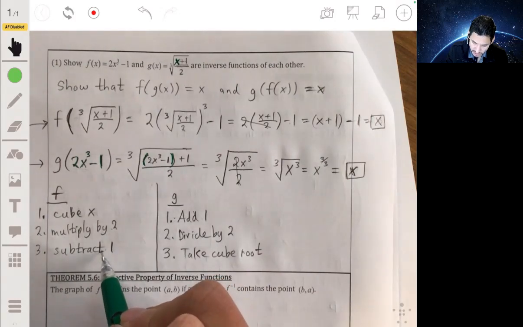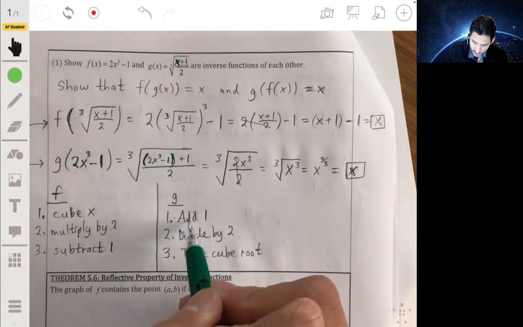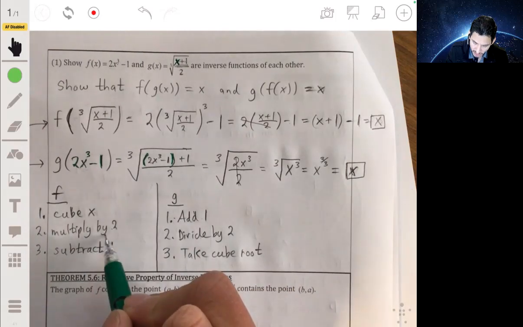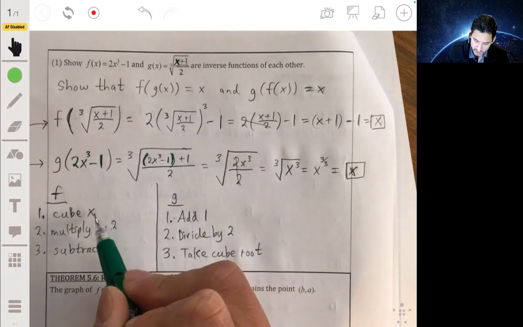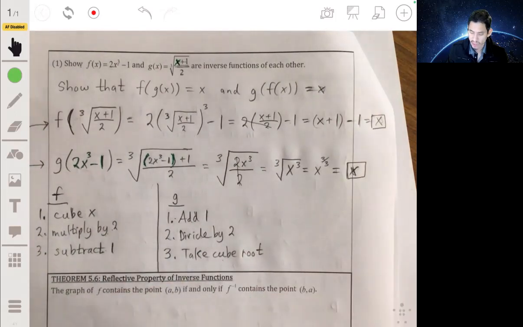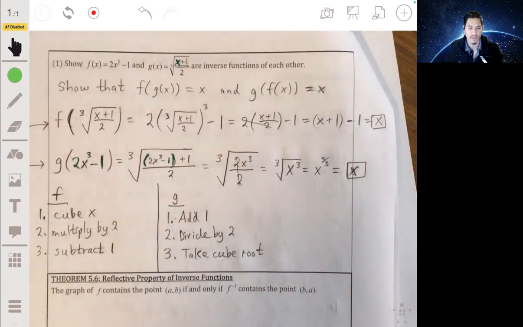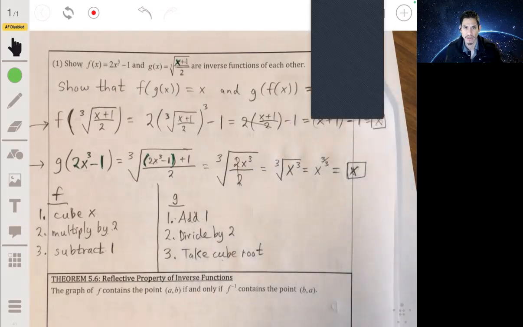So we go from here. What's the opposite of subtracting 1? Adding 1. Then we go to multiplying. What's the opposite of multiplying by 2? Dividing. Then you go to the opposite of cubing, which is taking the cube root. So I really advise that when you're first going over this, because then you're going to really understand intuitively how inverse functions work, and it's going to make your life a whole lot easier. So I hope that helps.